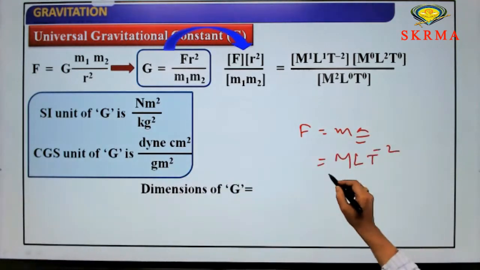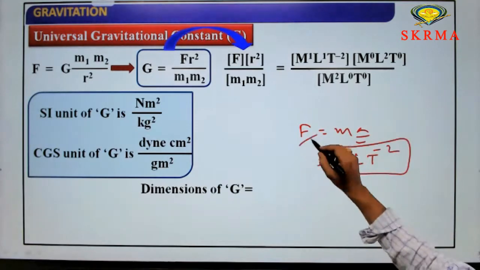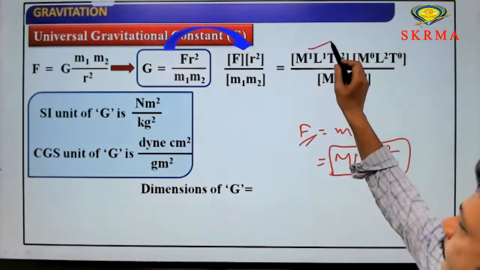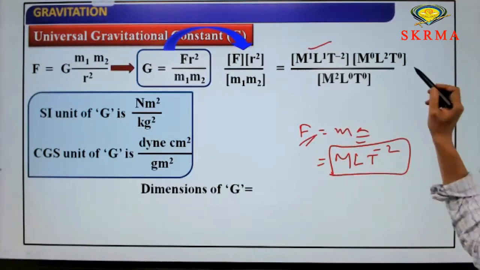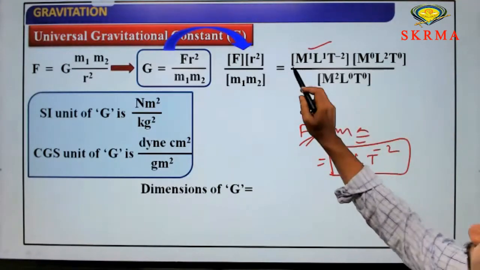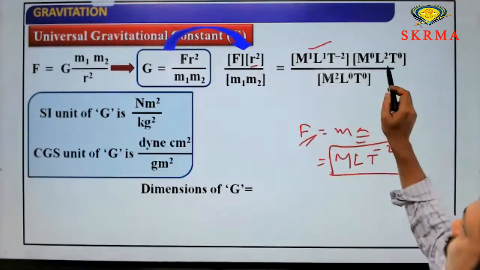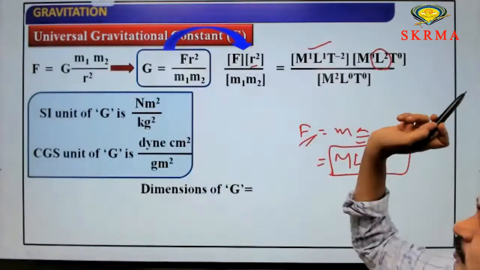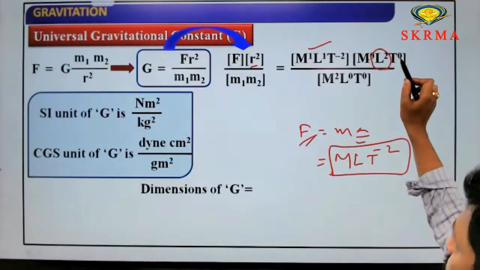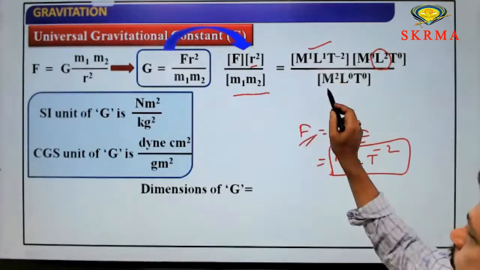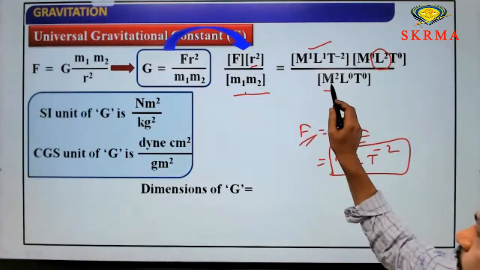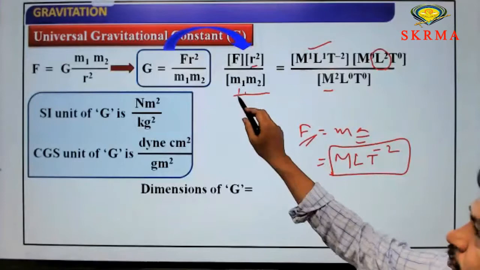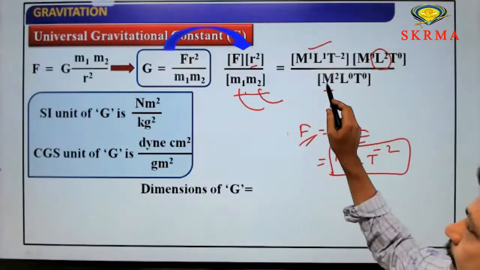LT power minus 2. That's why this is the dimension formula for force. What we write here? MLT power minus 2. In the same way, R square. R is nothing but length. That's why we have only the component of length here. This is the remaining terms of 0. Whereas M1, M2 means M1 into M2, M square. Here, the dimensional formula of mass is M, another mass is M, so M square.